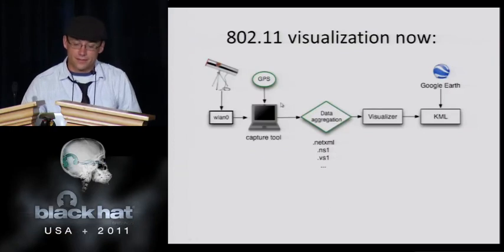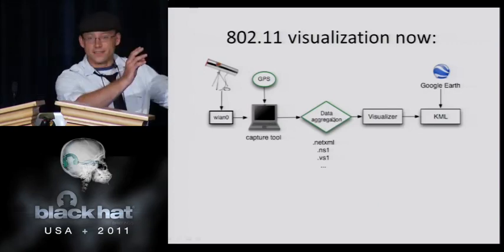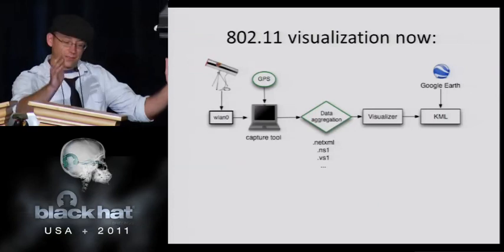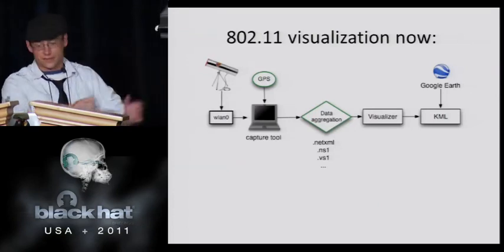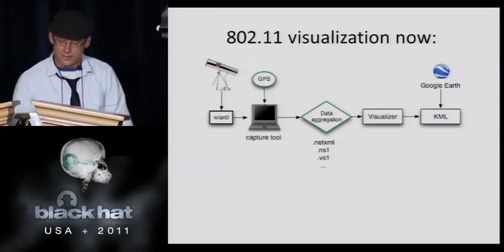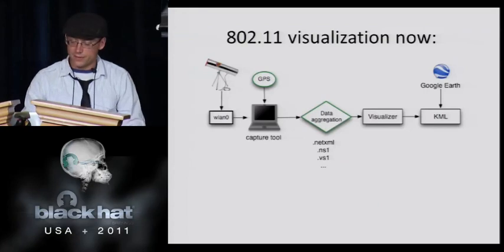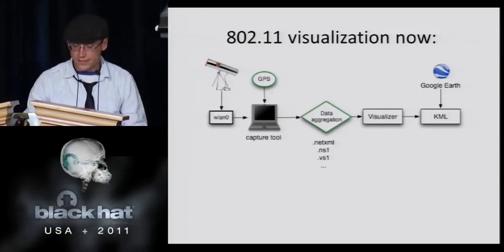You got a wireless card, a GPS, and the surveying software does some sort of data aggregation. So it's saying, I saw this network, the most strong signal strength was here. I saw this network, the most strong signal strength was here, and so on. And that's basically what all these different formats are encoding. Take that, run through a visualizer, and look at it in Google Earth.